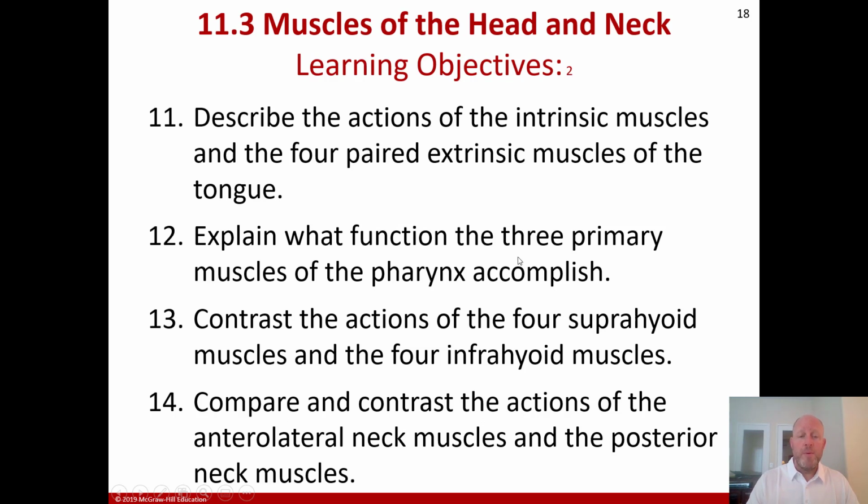Explain what function the 3 primary muscles of the pharynx accomplish. Contrast the actions of the 4 suprahyoid muscles and the 4 infrahyoid muscles. And compare and contrast the actions of the anterolateral neck muscles and the posterior neck muscles.